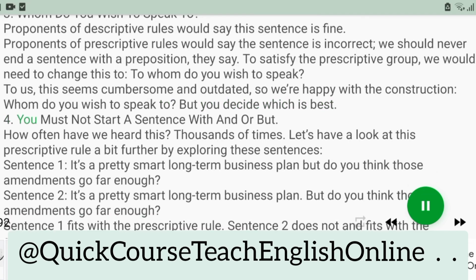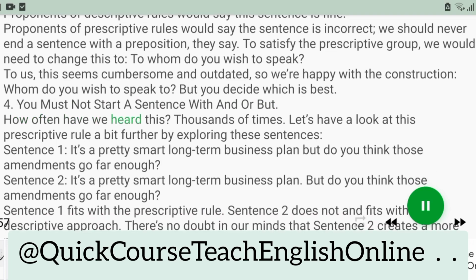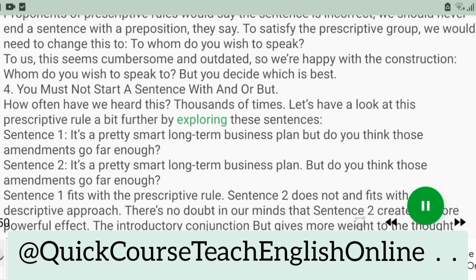4. You must not start a sentence with and or but. How often have we heard this? Thousands of times. Let's have a look at this prescriptive rule a bit further by exploring these sentences.